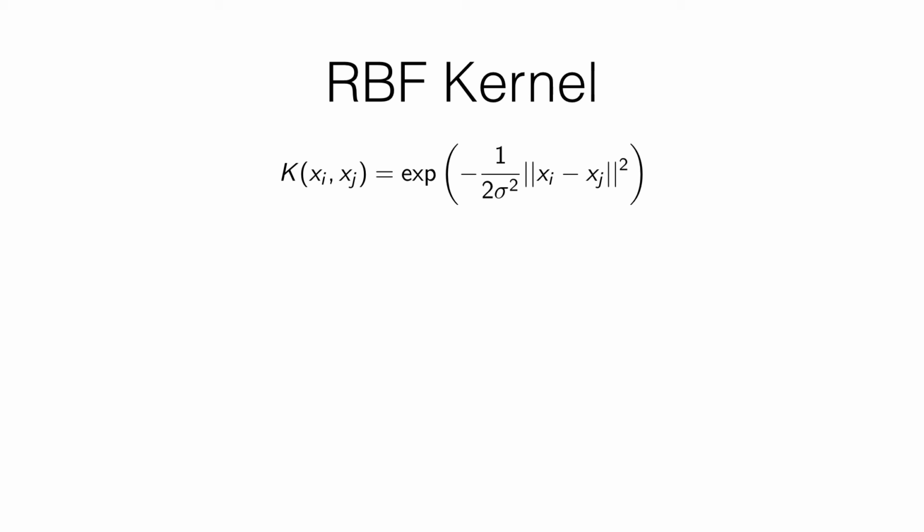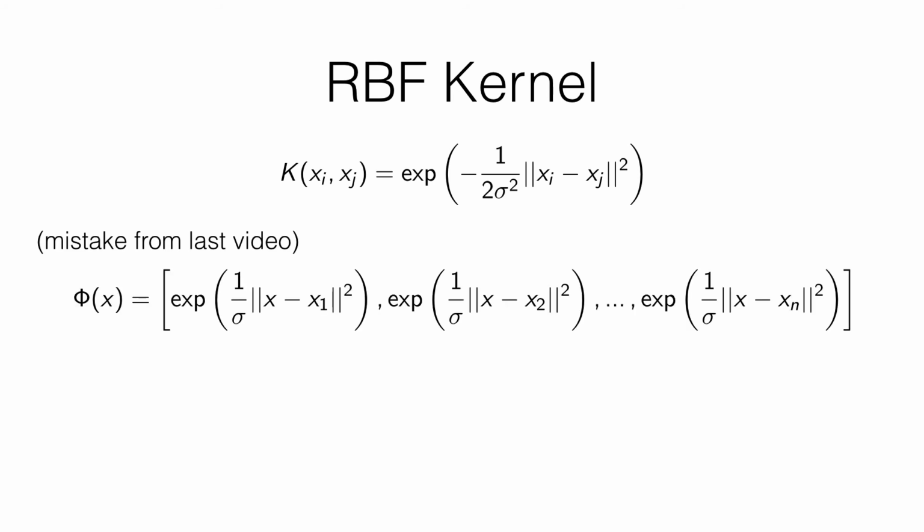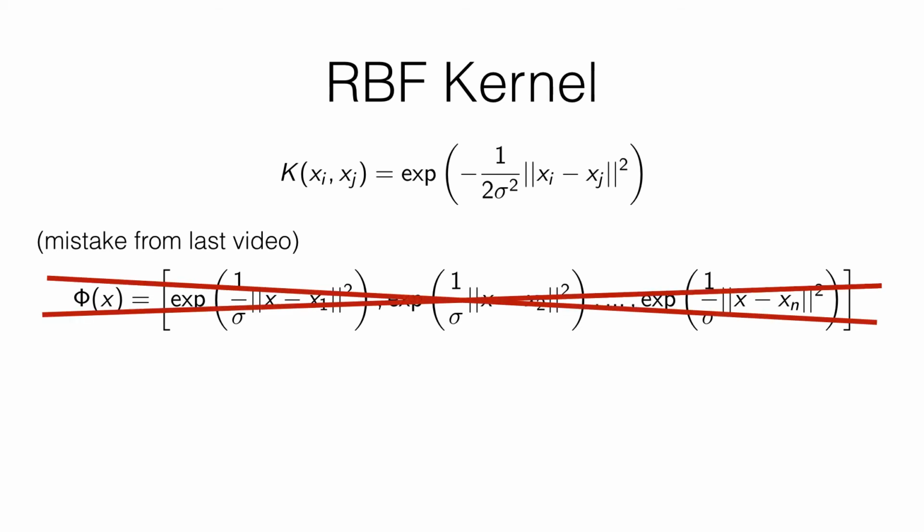So this is actually the kernel, and this is a little bit different than what I showed you in the last video. There was a mistake in the last video where I wrote this out as if this were the feature map for the Gaussian RBF, and it's actually not. There's actually another mistake in it, which is that I didn't negate the exponent, so this isn't exactly what would get you the kernel function up above.